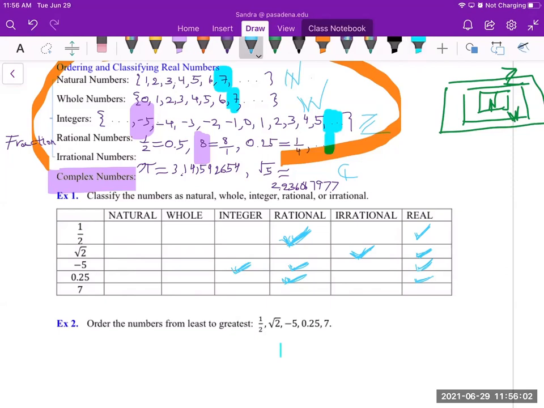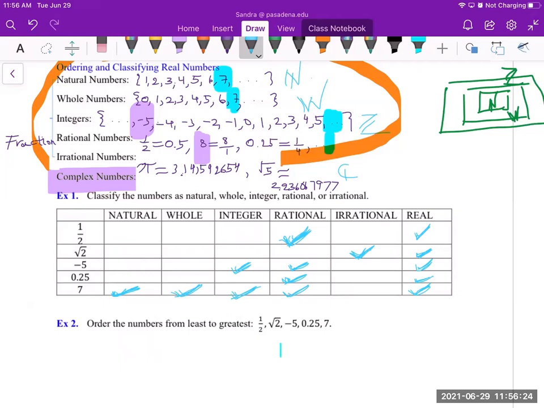Okay. So then I can see that 7 is considered a natural number. It's considered a whole number. It's considered an integer. It's considered to be rational. And then it's a real number. The only thing that it is not is an irrational number.